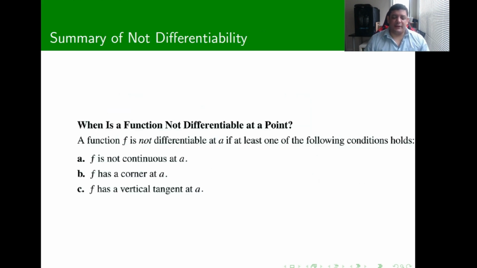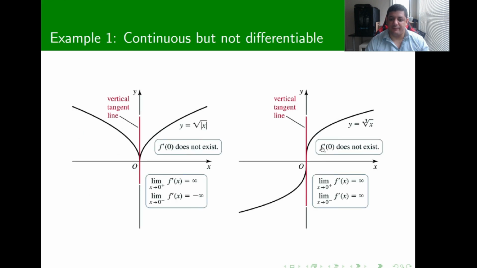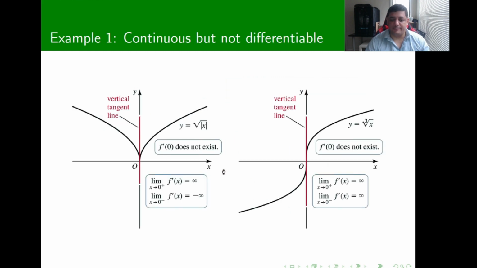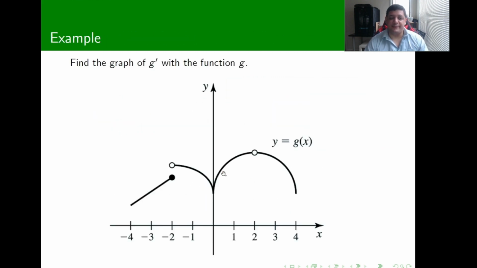Now, this raises the question: when is the function not differentiable at a point? From that, we can summarize here that a function f is not differentiable at a point A if at least one of these conditions holds: f is not continuous at A, f has a corner at A, or f has a vertical tangent at A. A vertical tangent example is this and this as well, or corners like this. So this is the summary of that.